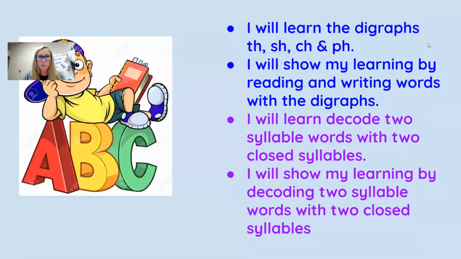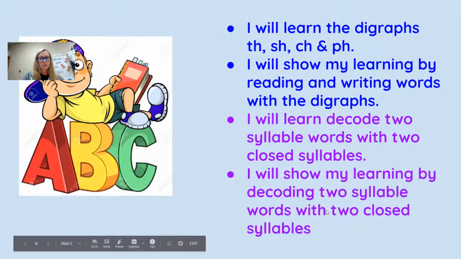All right, so let's review what we're learning. On Monday, we talked about the TH, SH, and CH. We talked about digraphs, but today you're gonna show your learning by writing and reading words with digraphs. We talked about closed syllables. What does it mean to have a closed syllable and one syllable words? But today, you're gonna start learning how to decode words with two syllables. They're both closed syllables, so we have to have that understanding. And we're going to start reading those.